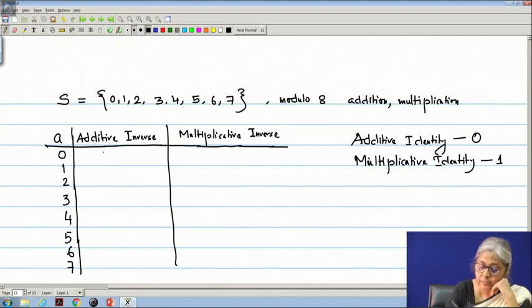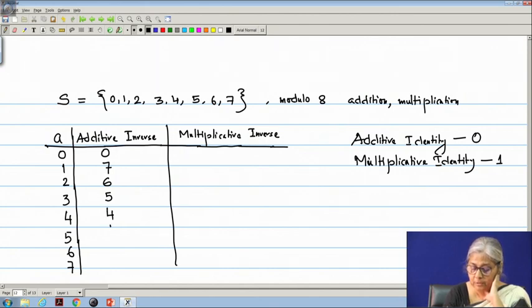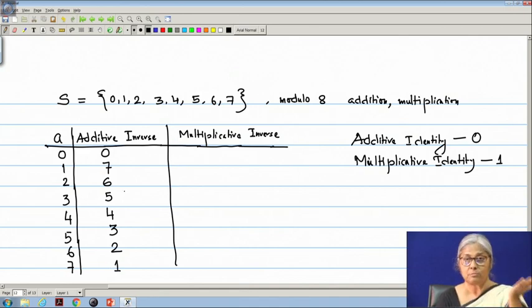So, we have seen the additive inverse, because 1 plus 7 modulo 8 is 0, 2 plus 6 modulo 8 is 0, 3 plus 5 modulo 8 is 0 modulo 8, 4 plus 4 modulo 8, 5 plus 3 modulo 8, 6 plus 2 modulo 8, 7 plus 1 modulo 8. So, additive inverse exists, as we have seen earlier. What about multiplicative inverse? We do not consider 0, because we know that there are no zero divisors. So, multiplicative inverse does not exist for 0.